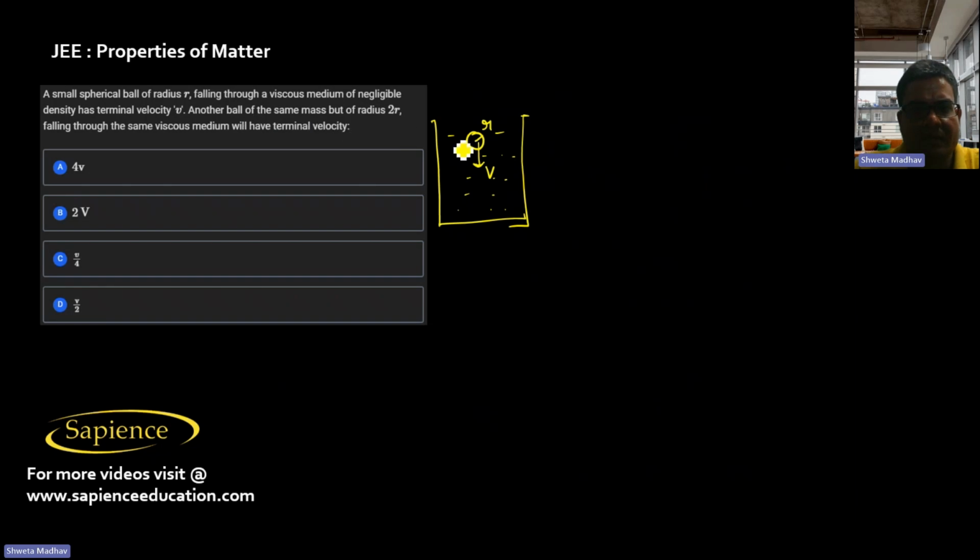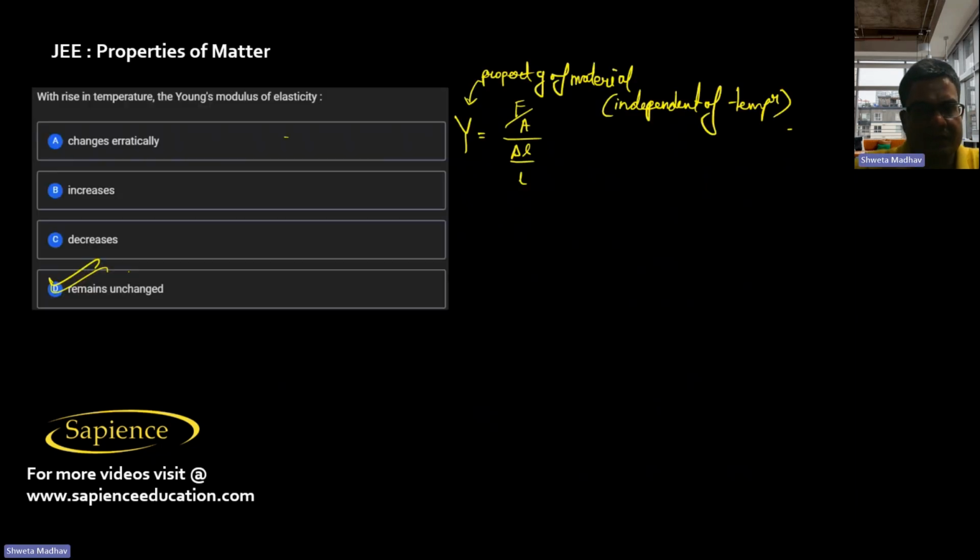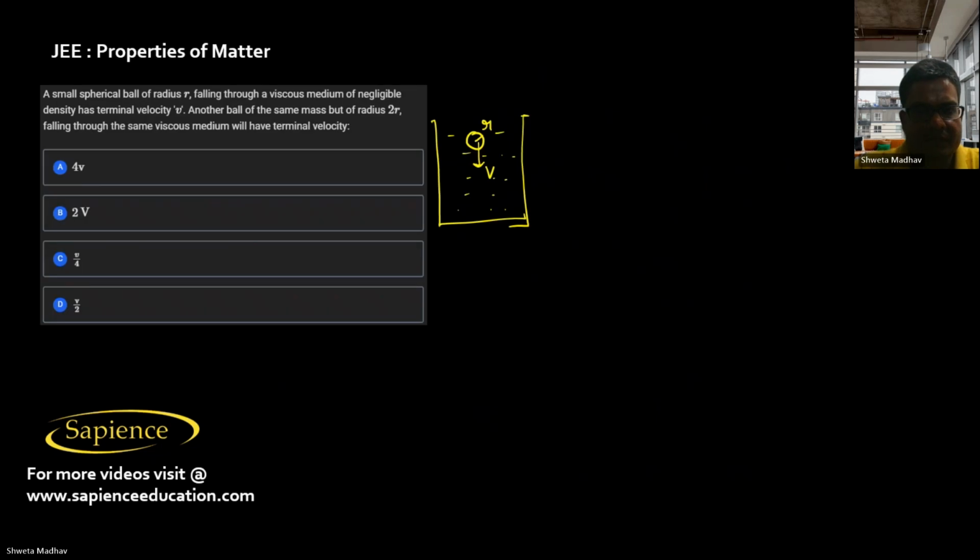Another ball of the same mass falls through a viscous medium of negligible density. It means sigma, that is 0. The density of the liquid, I can take it as approximately 0. And it has a terminal velocity v, and its density is suppose rho.